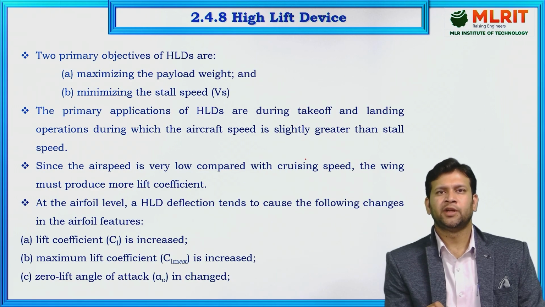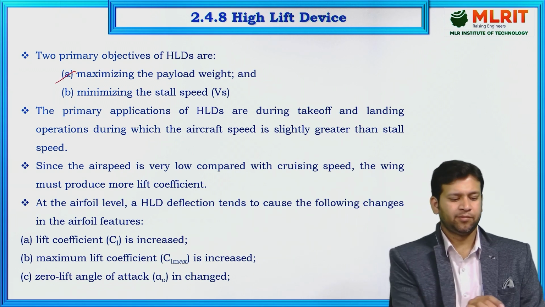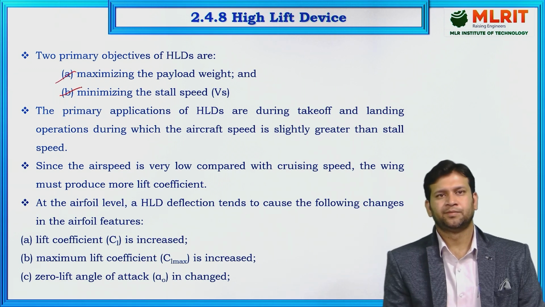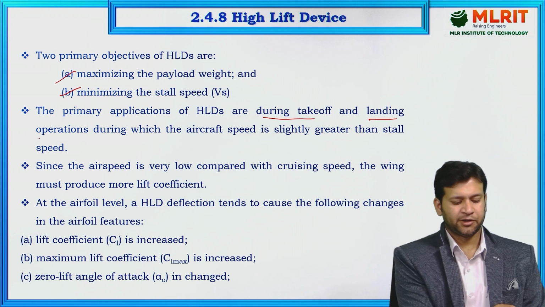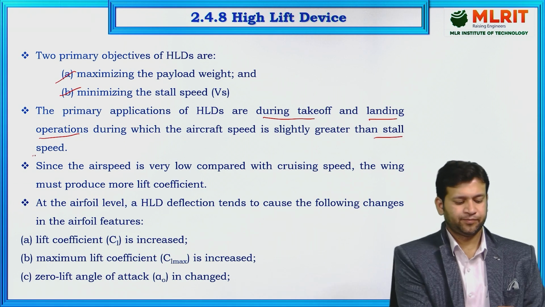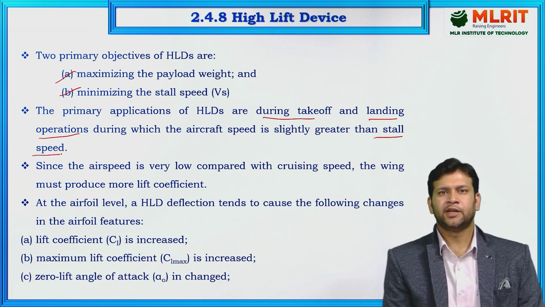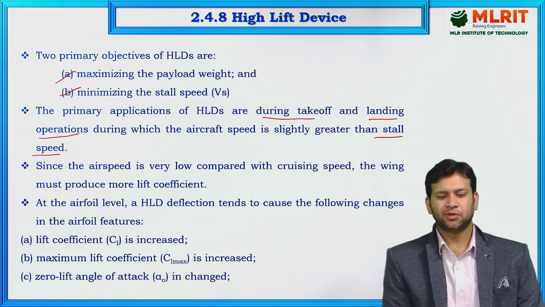There are two primary objectives of high lifting devices. First one, maximizing the payload weight and minimizing the stall speed. The primary applications of high lifting devices are during takeoff and landing operations, during which the aircraft speed is slightly greater than stall speed. Since the airspeed is very low compared with cruising speed, the wing must produce more lift coefficient.